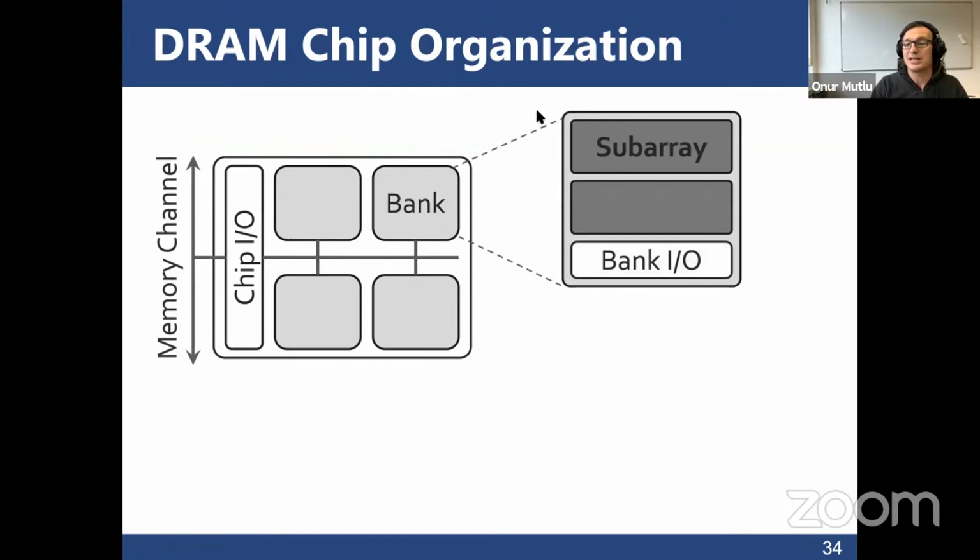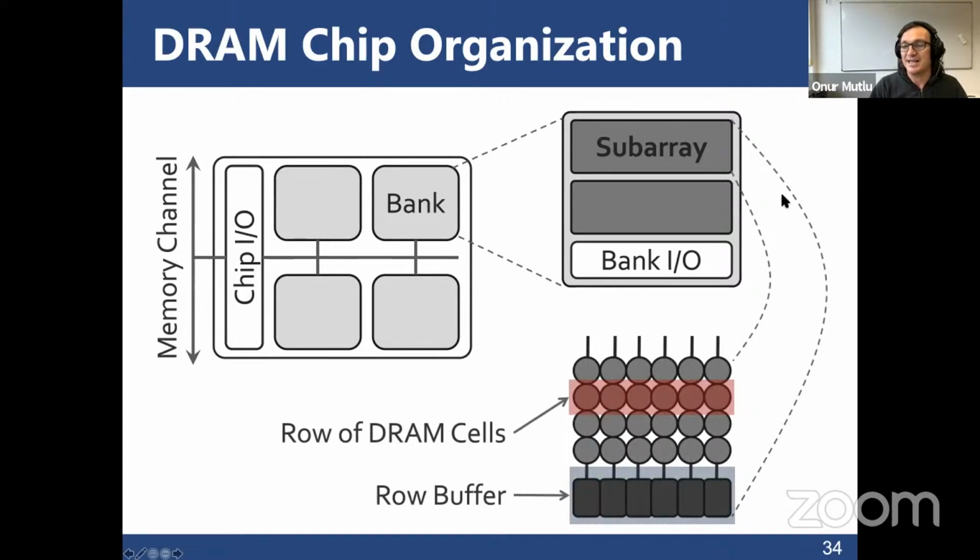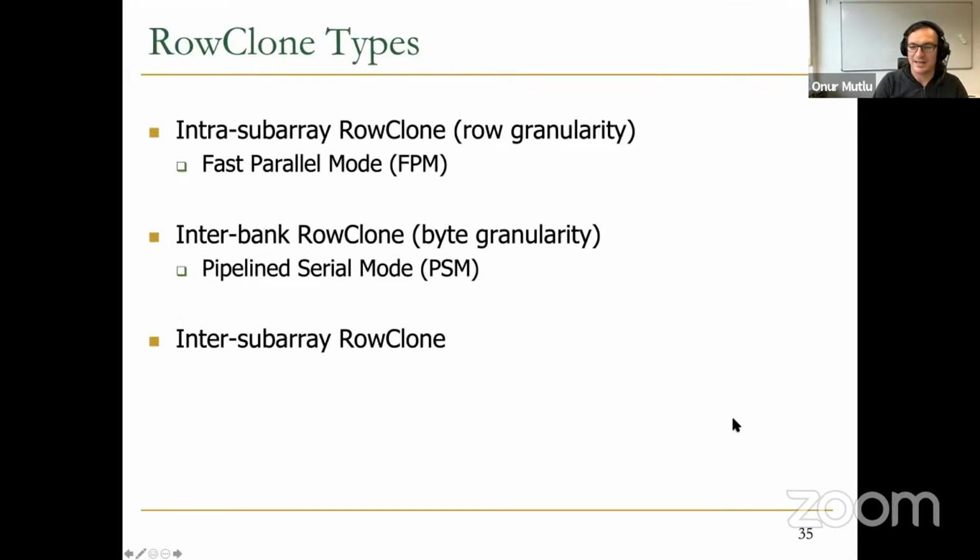So if you look internally, a bank consists of multiple subarrays, let's say 128 subarrays or so. These subarrays share a bank I/O logic, but they're mostly independent of each other. And if you look at a subarray, each subarray is a 2-dimensional array of DRAM cells, and you have rows and columns, and there's a row buffer in each subarray to sense the data. So what I showed you in the earlier picture to do the 2 consecutive activates, that was at the subarray level.